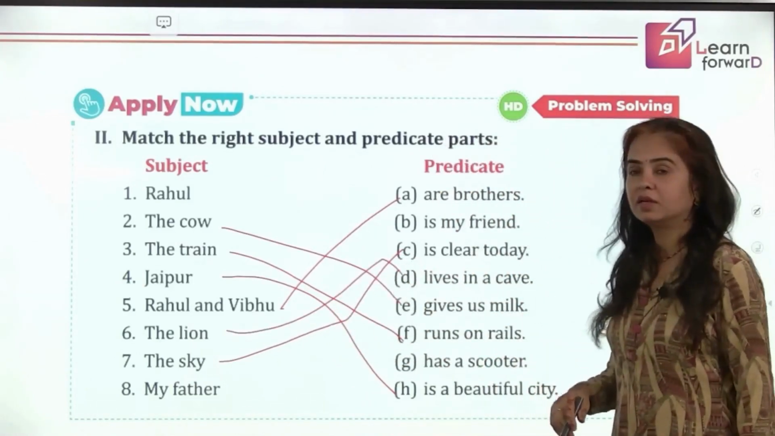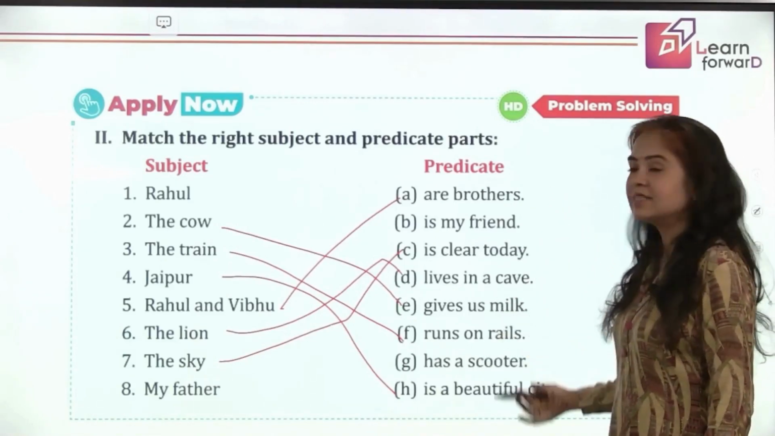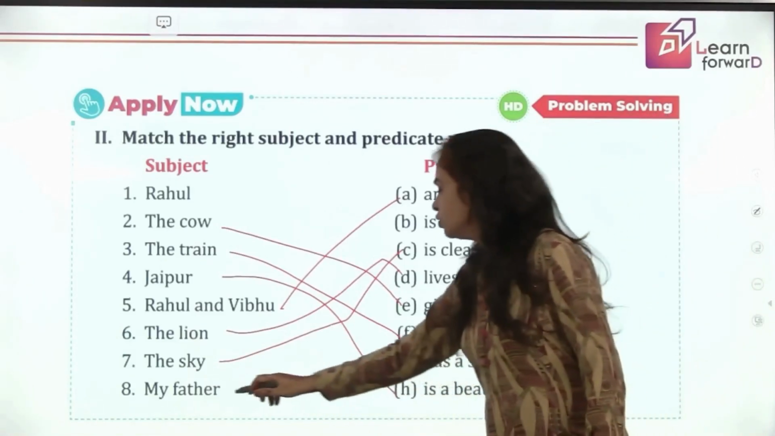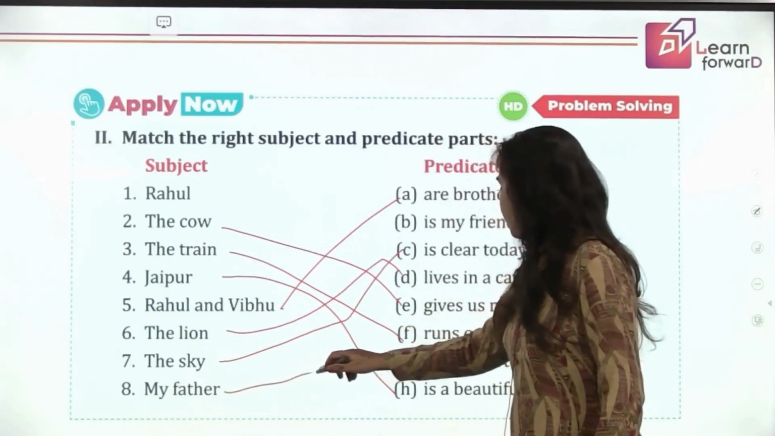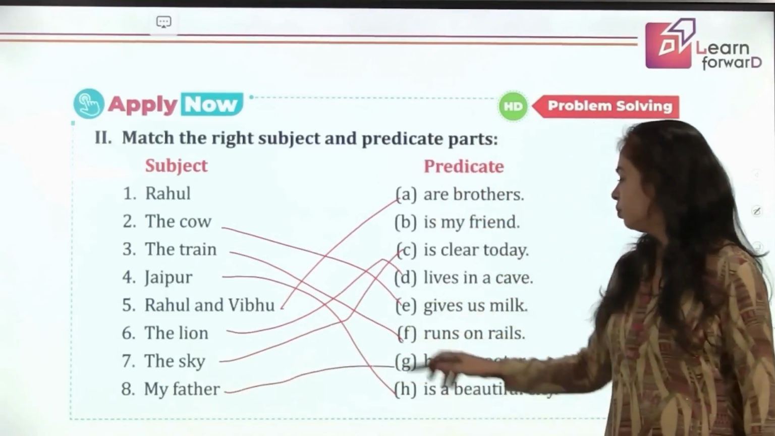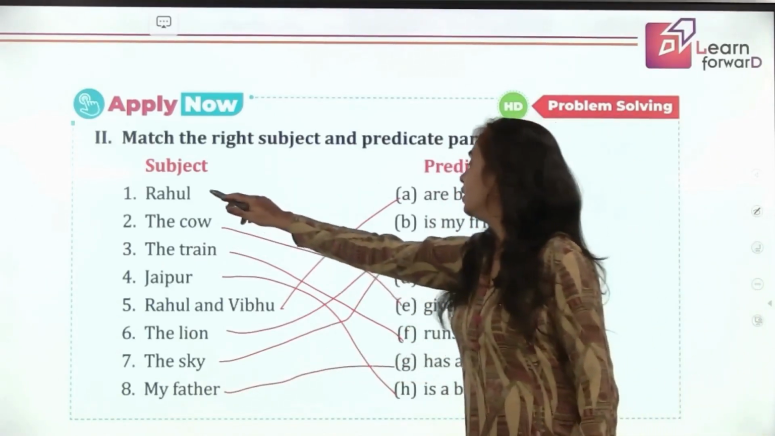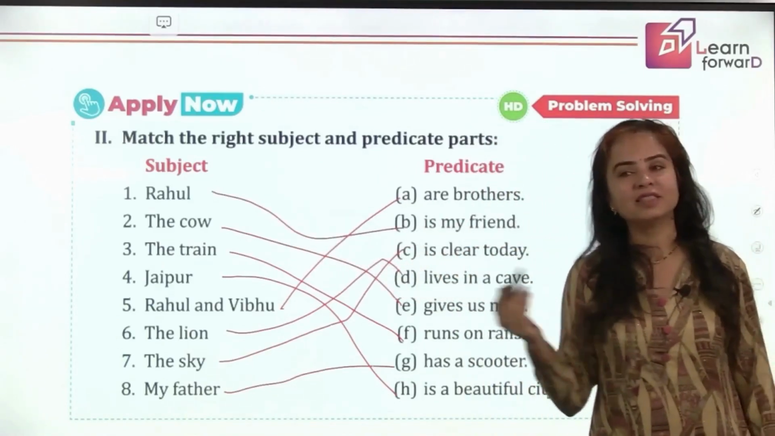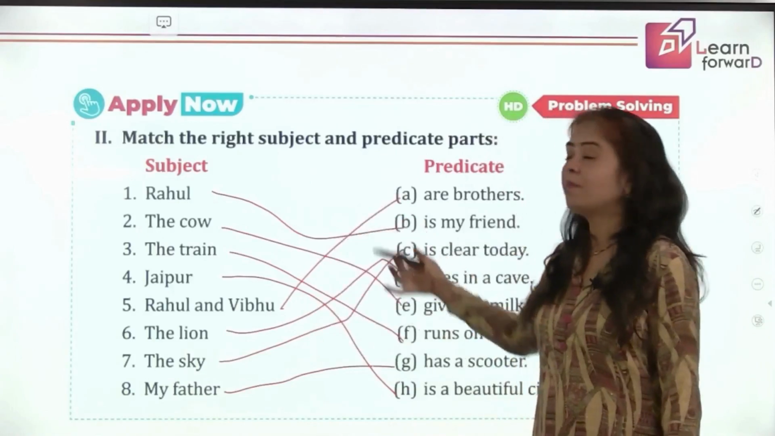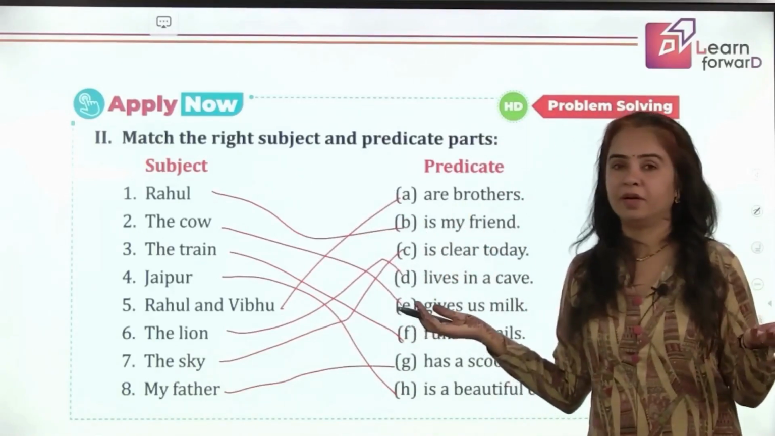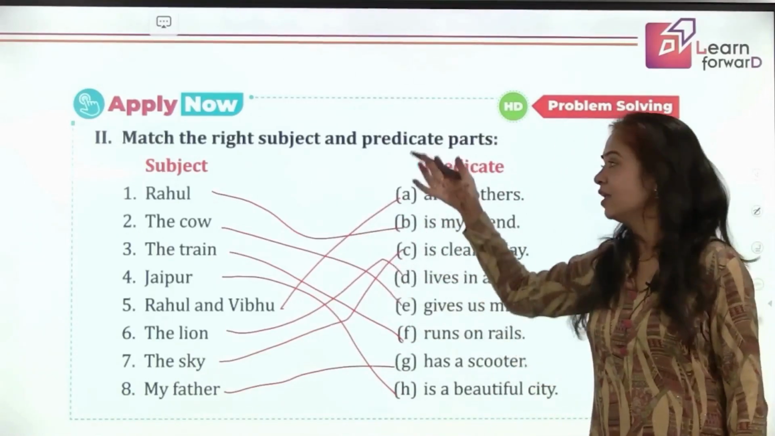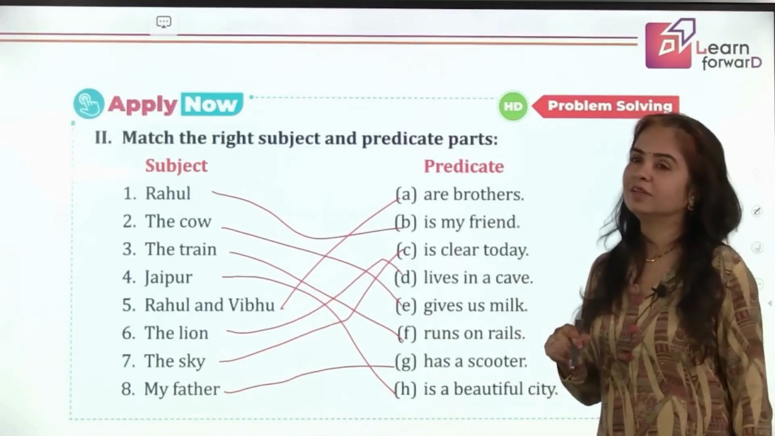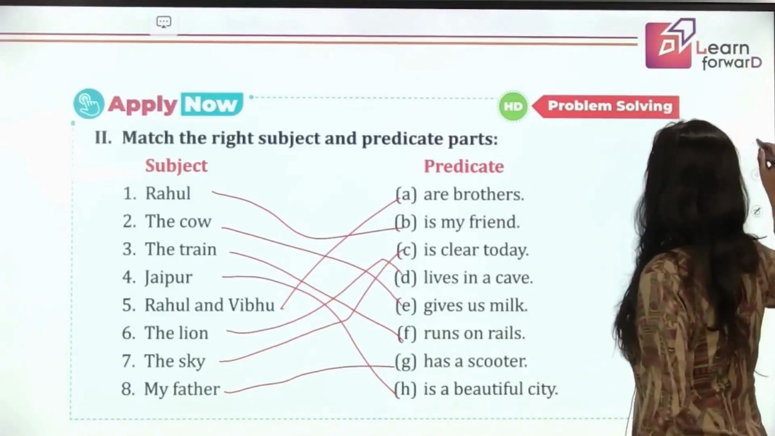My father is my friend or has a scooter. Yes, of course, your father can be your friend also. We can go with both. My father has a scooter, and then Rahul is my friend, and we are done. That's the easy way out. So first we'll mark what no other option can be done. So we are confident, and the remaining we can just check out. Sometimes the verbs also help you out.